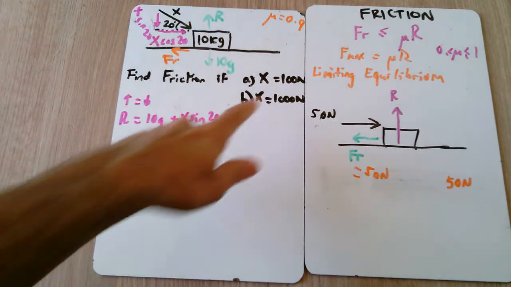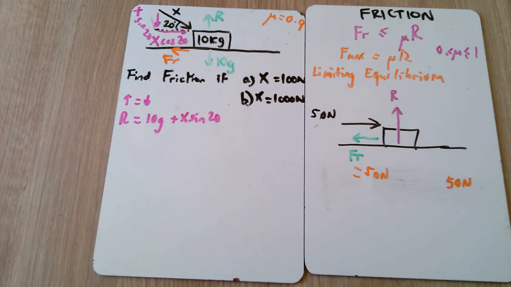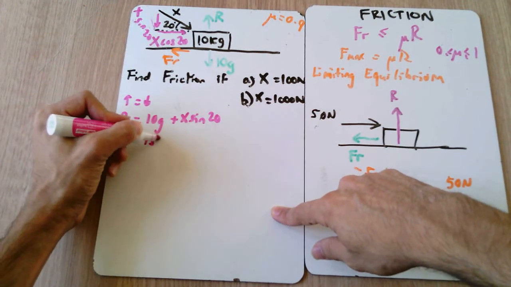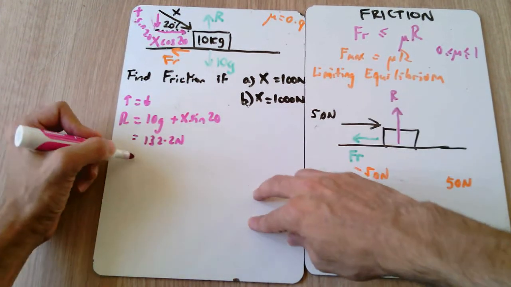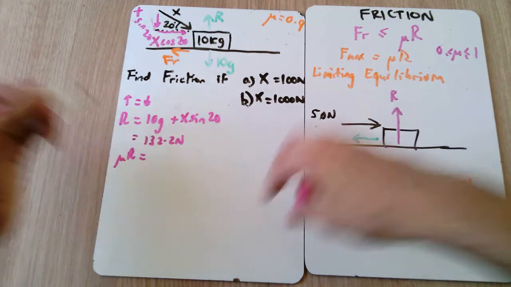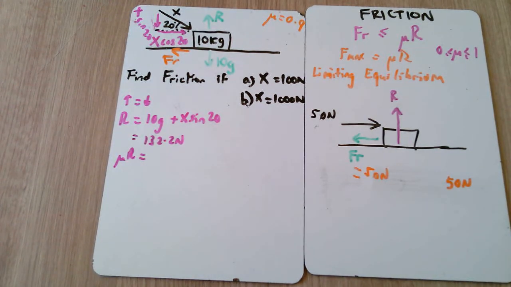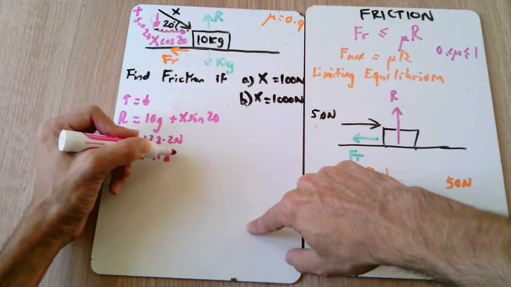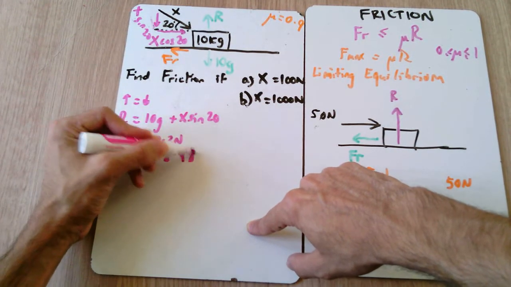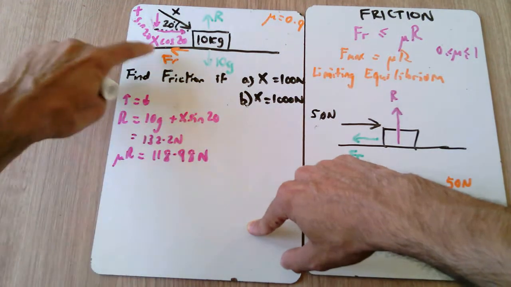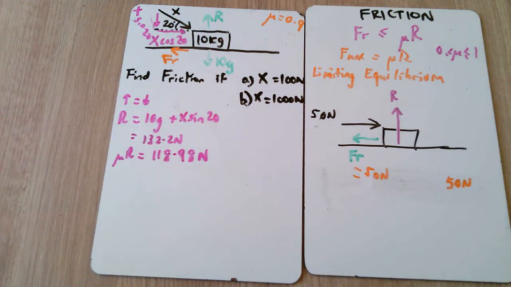So if we work out the value of R when it's 100 newtons, 10 times 9.8 plus 100 sine 20 is equal to 132.2 newtons. That means that mu R is equal to 132.2 times by 0.9, which gives us 118.98 newtons. That means friction is going to be a value either equal to or less than 118.98.